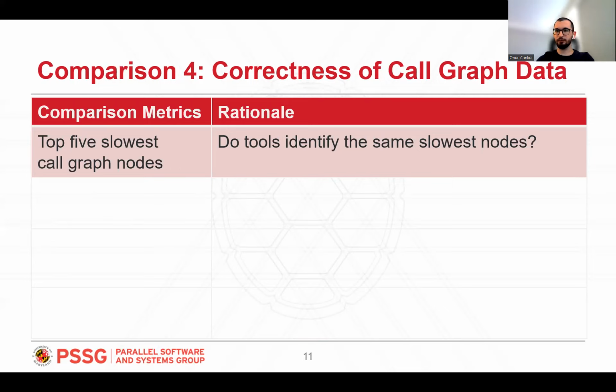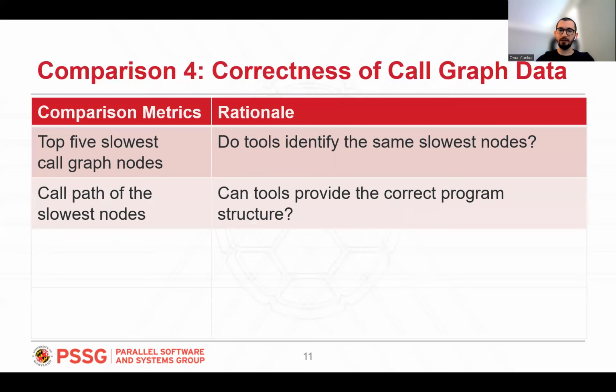Because if one of the 4 profiling tools identifies a different node as the slowest node, then that might be something that we investigate further. And then we also looked at the call path of the slowest nodes to see if the tools provide the correct program structure.